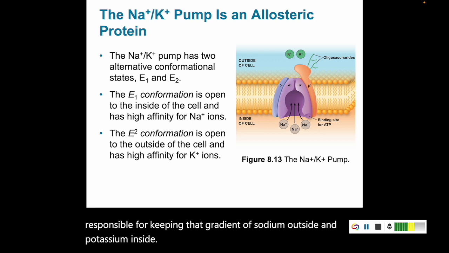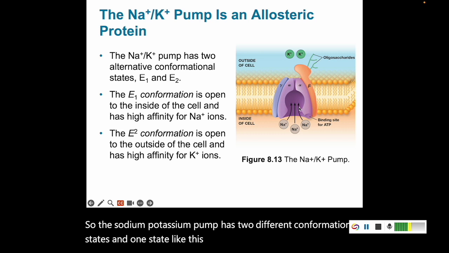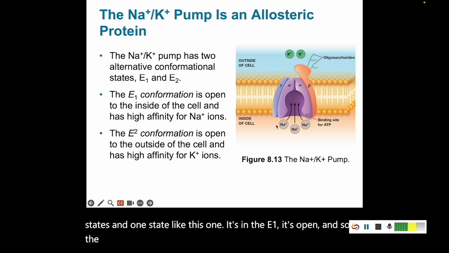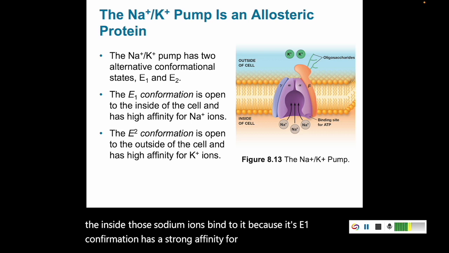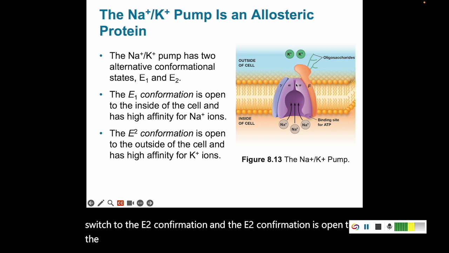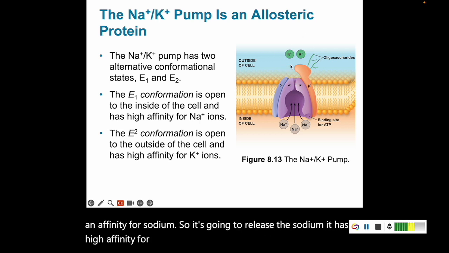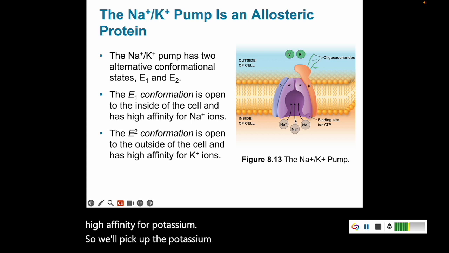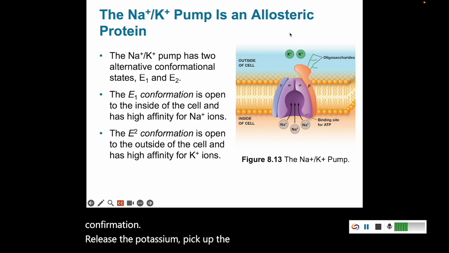So the sodium-potassium pump has 2 different conformational states. In one state, like this one, it's in the E1, it's open, and so on the inside, those sodium ions bind to it because this E1 conformation has a strong affinity for sodium. Then it's going to switch to the E2 conformation, and the E2 conformation is open to the outside. And in that conformation, it doesn't have as much of an affinity for sodium, so it's going to release the sodium. It has a high affinity for potassium, so it'll pick up the potassium. Then it'll switch back to this E1 conformation, release the potassium, pick up the sodium, bring it back and forth as long as it takes.